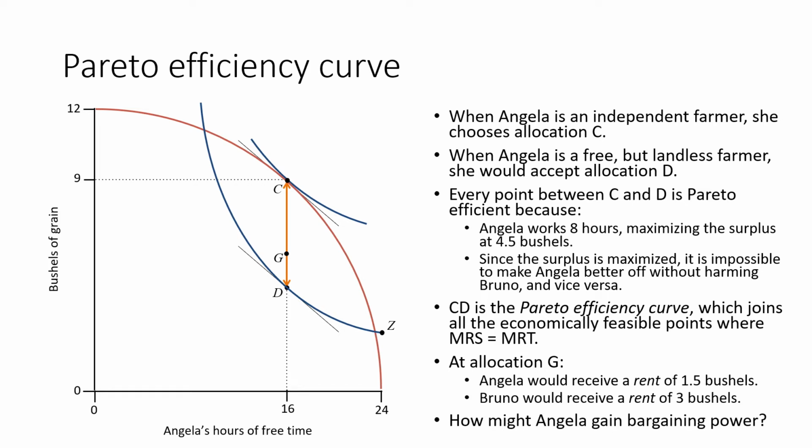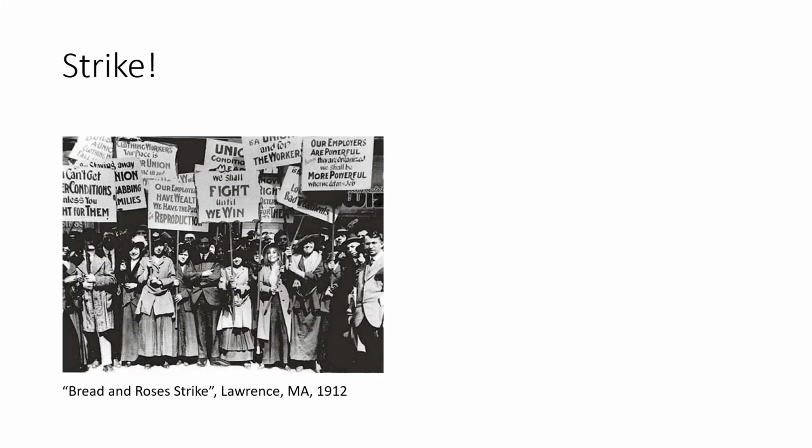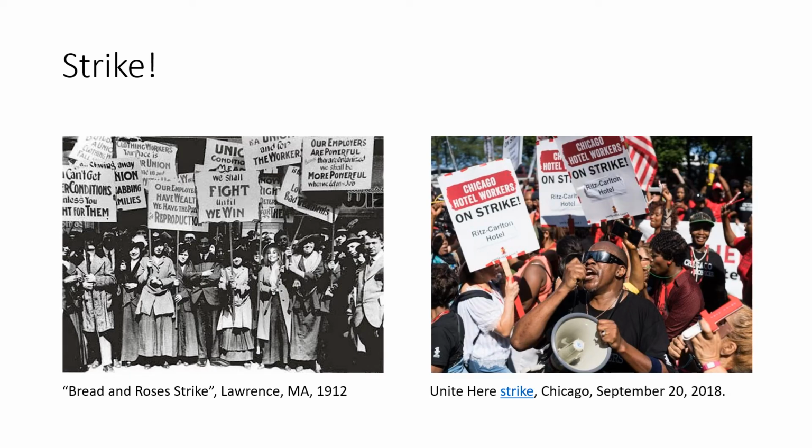So the question is, how could Angela get from a point like D to maybe a point like G, a point where she gets surplus as well as Bruno getting surplus? Well, one way would be to organize with other farmers, to strike, which is of course what workers have done historically in capitalism. This is an image of the famous Bread and Roses strike, in which textile workers in Lawrence, Massachusetts demanded not just enough money to pay for their bread, but enough money for the finer things in life as well. And here's an image of a Unite Here strike in Chicago a couple years ago, again with workers demanding their share of the profits from the big hotel chains that they work for.